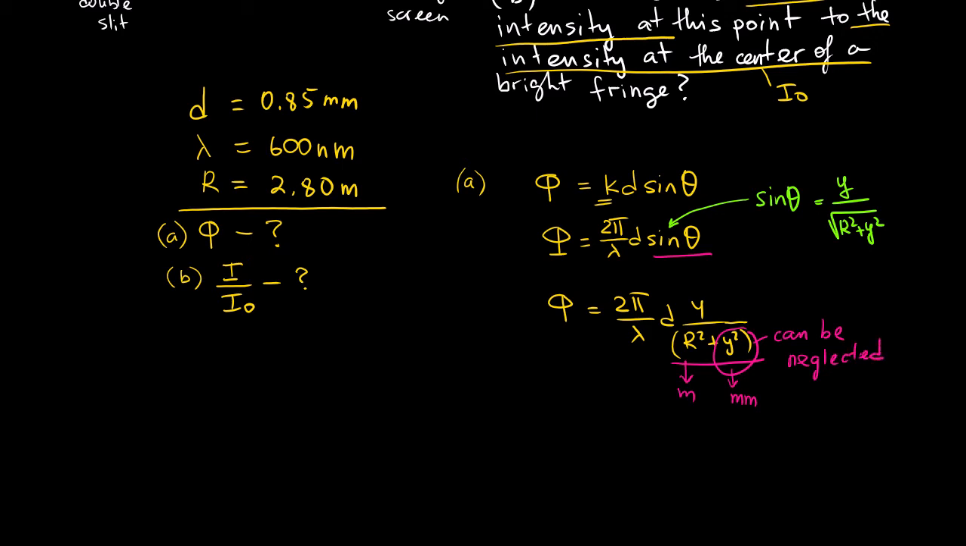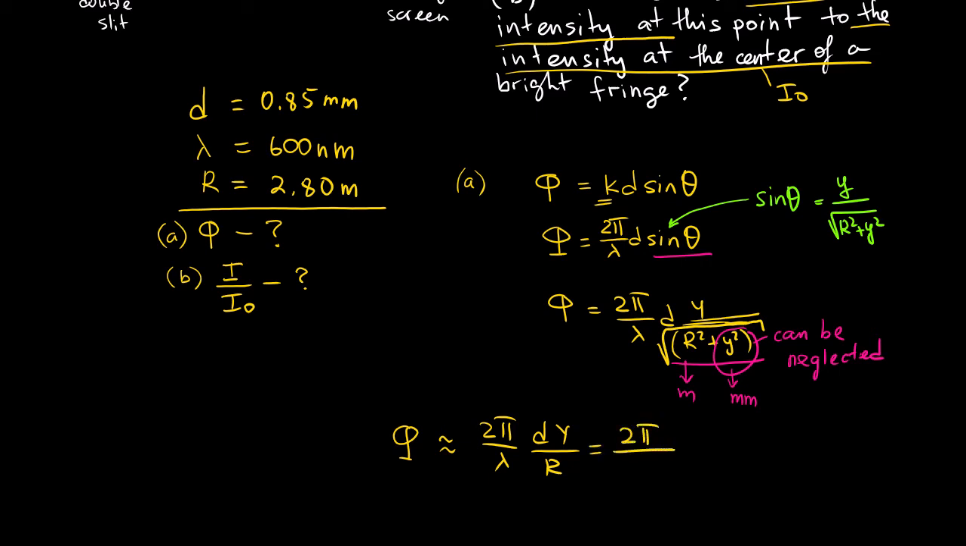It's interesting that I just noticed that I forgot to put the square root in here. Okay, here we go, I corrected myself. Now, when we neglect this term, then the square root of r squared becomes r. So apparently, phi can be written approximately as 2 pi over lambda d y over r. Now we have a way easier expression where we can plug in our numbers.